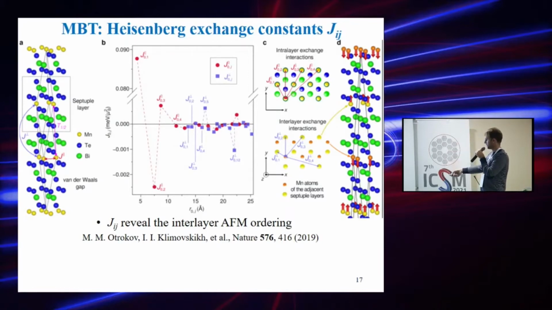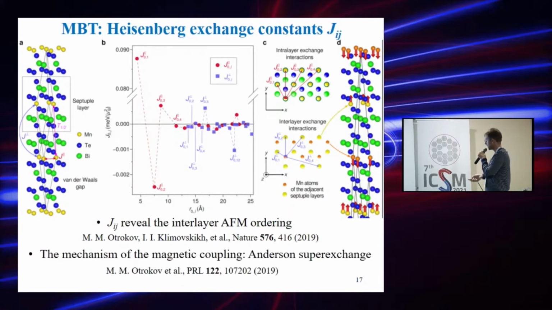You will end up with a conclusion that it is an antiferromagnetic interlayer exchange coupling, as it is shown here. On top of that, we have calculated the magnetic anisotropy, and we have found that the easy axis points perpendicular to the manganese layers. Okay, and this is the mechanism of the magnetic ordering, which is Anderson superexchange here.